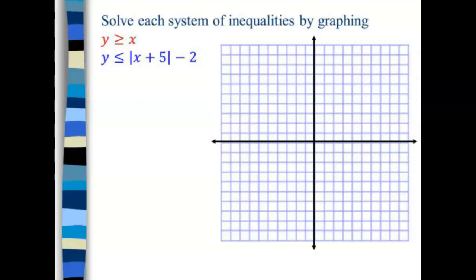Okay, next we have y greater than or equal to x. So this goes through the origin. Our slope is +1, up 1.